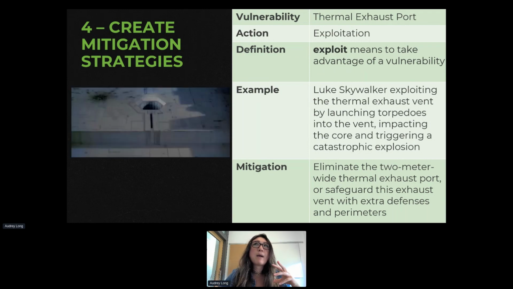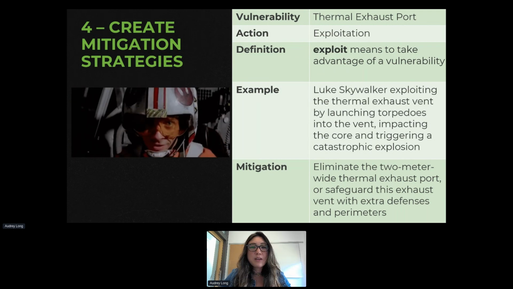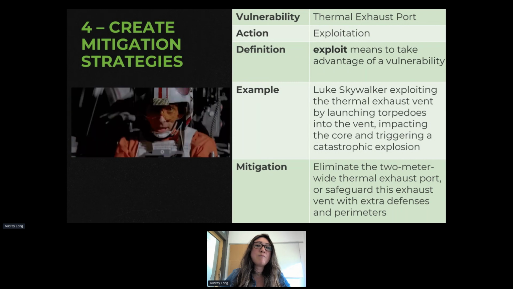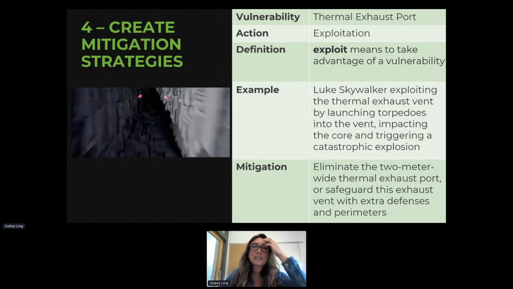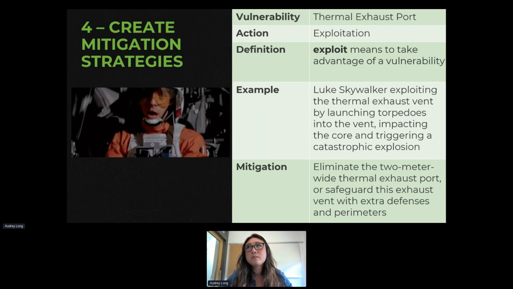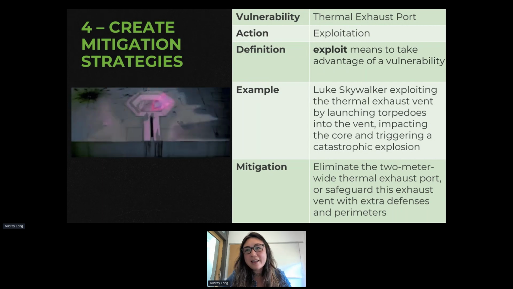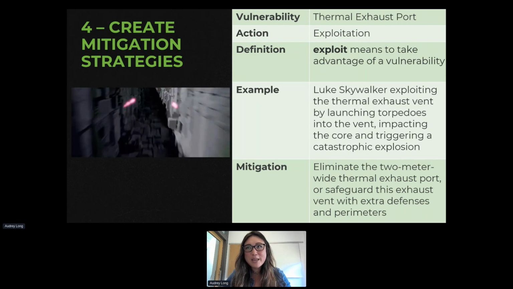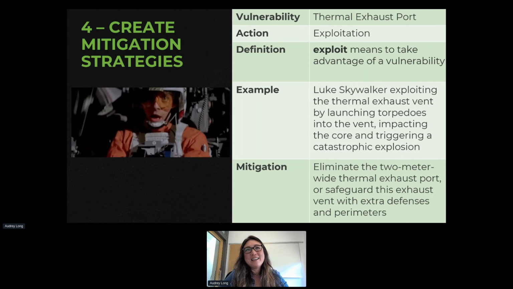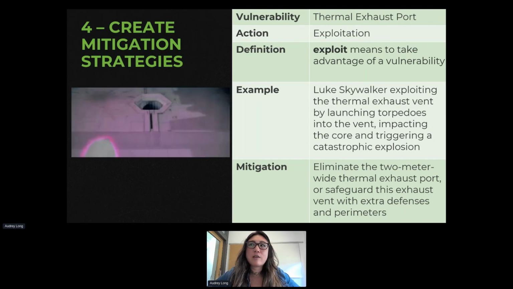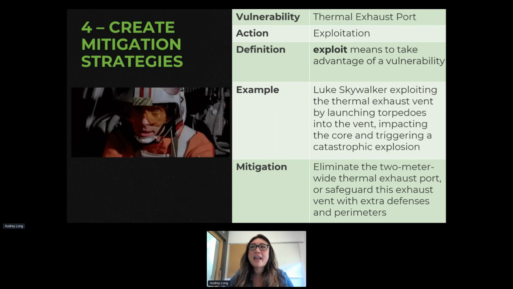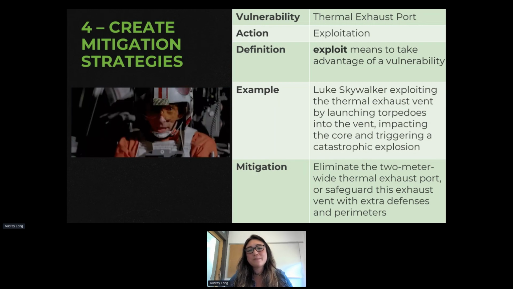So first, let's talk about vulnerabilities. A vulnerability is any weakness, known or unknown, in a system, process, or other entity that could lead to its security being compromised by a threat. In this example, Luke Skywalker is exploiting the thermal exhaust vent by launching torpedoes into the vent, impacting the core and triggering a catastrophic explosion. An easy mitigation for this could be to eliminate the 2-meter wide thermal exhaust port or safeguard this exhaust vent with extra defenses and perimeters.